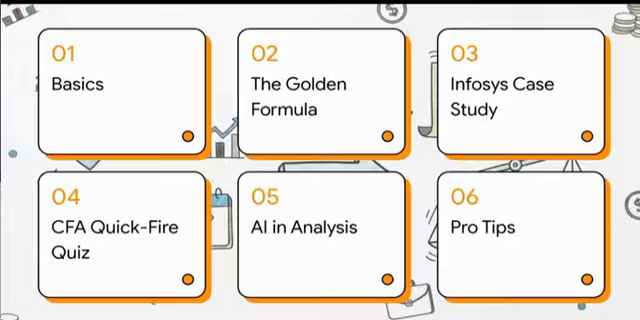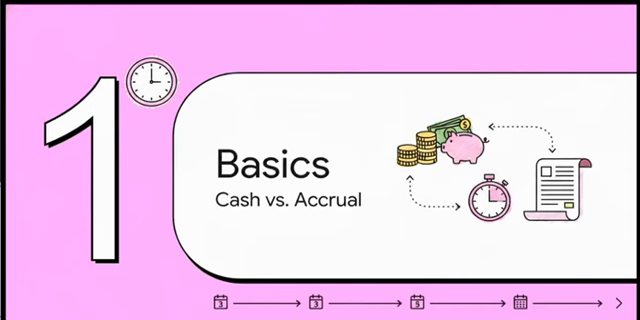Let's dive right in. Okay, let's take a quick look at our roadmap. We're going to hit the basics of cash versus accrual, look at the golden formula, walk through an Infosys case study, do a quick-fire CFA quiz, check out AI and analysis, and then wrap it all up with some pro tips. Starting right off with Section 1, the basics of cash versus accrual accounting.